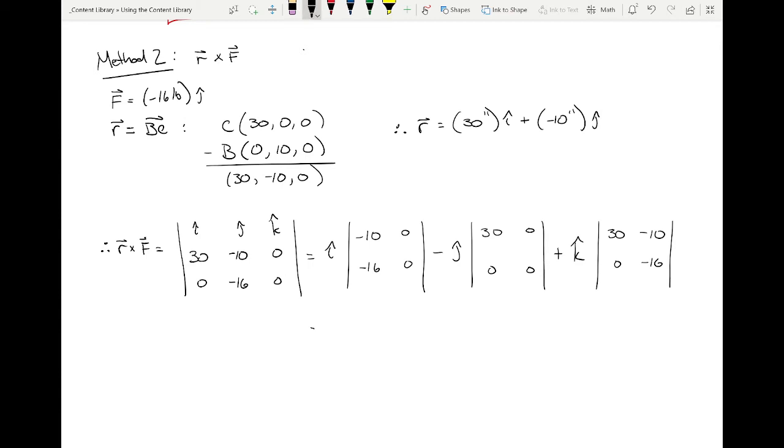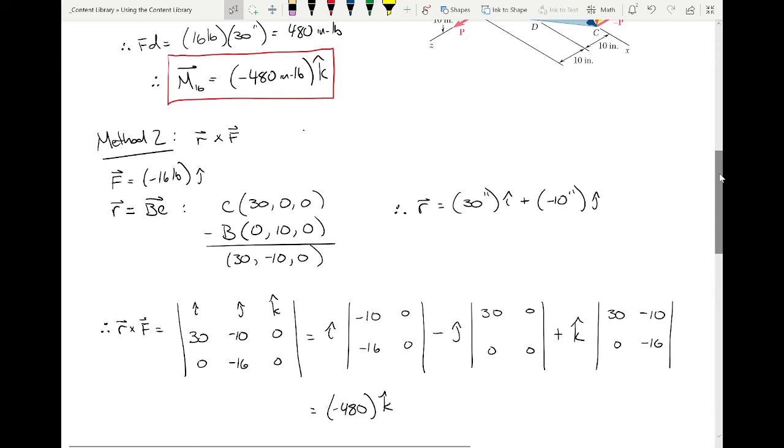What happens when we cross this out? Okay, so for the I terms, 0 minus 0 cancels. What about the j terms? 0 minus 0 cancels. What about the k terms? Okay, this minus that. That's 0, so all we have is 30 times -16. And what's 30 times -16? -480. And by golly gosh gee, that is the exact same thing we got by just looking at it.